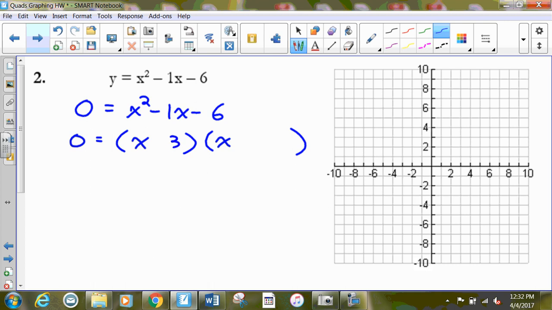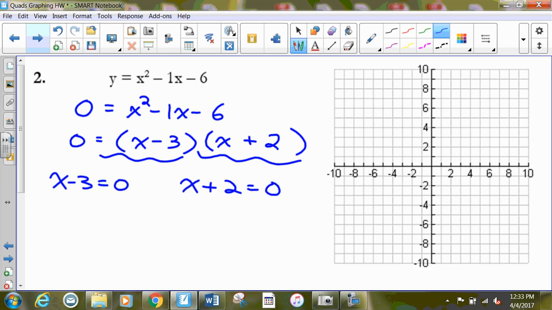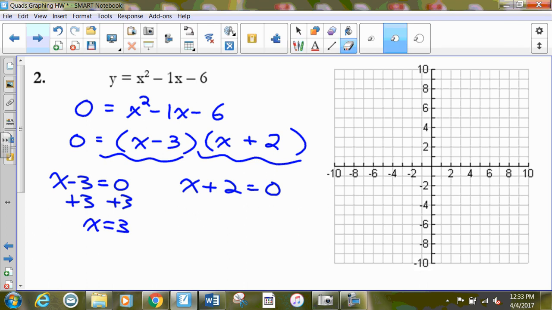Because 3 times 2 is 6. Which one should be positive and which one should be negative? If I make the 3 negative and the 2 positive, that works, right? -3 times 2 is -6. -3 plus 2 is -1. And so the wonderful thing about having something times something equals 0 is that either x minus 3 is equal to 0 or x plus 2 is equal to 0. At least one of them has to equal 0. When we solve, we get x equals 3, and we get x equals -2.